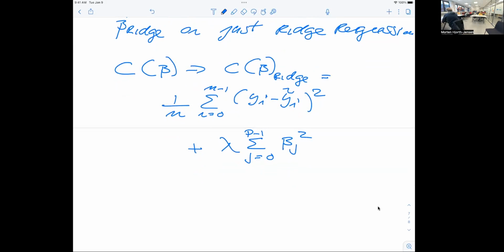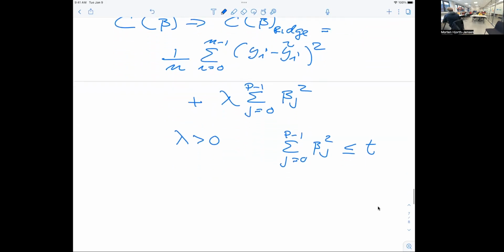We will also see later that this lambda has to be larger than 0. We'll come back to that when we've done the statistical interpretation. And it's normally limited, so it shouldn't blow up. So we normally put a limit on this sum over j equals 0 to p minus 1 of beta_j squared, which is normally smaller or equal to a number t, which hopefully is not infinitely large. So this parameter becomes a hyperparameter in the theory.